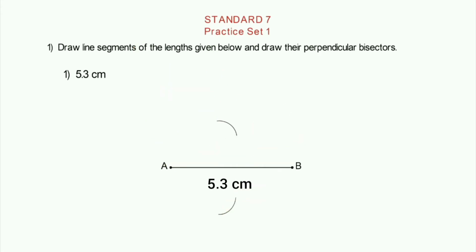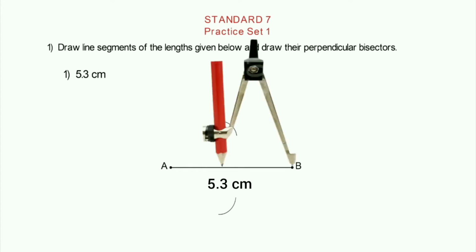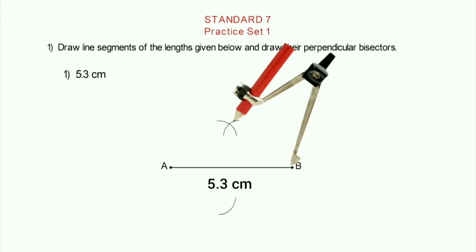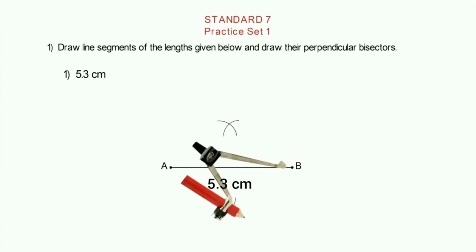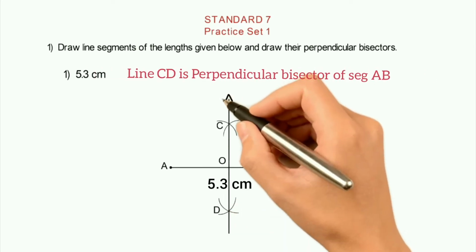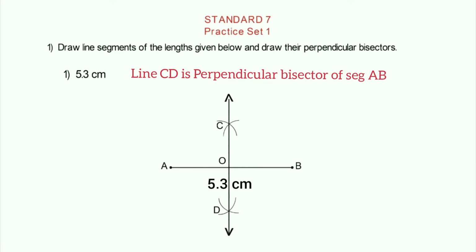With the same distance in compass, put the point of compass on point B and then draw intersecting arcs to the previous drawn arc. Name the intersection of arc as C and D. Line CD is the perpendicular bisector of seg AB at point O.